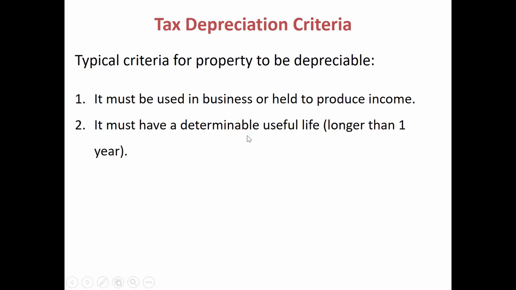Number two is it has to have a determinable useful life longer than a year. And so things that are designed to wear out or are designed to be consumed through their use also can't be depreciated. And so a package of printer paper couldn't be depreciated because it doesn't have a useful life that's intended to be durable. But equipment like machines and vehicles, even office furniture, those types of items can be depreciated.